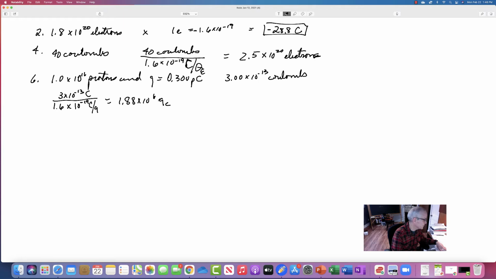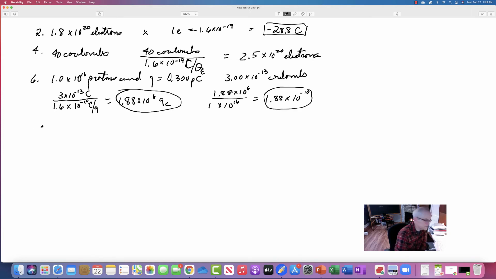Well, it depends on if this charge is positive, so it's protons. Part B asks, if you paired them up, what fraction of protons would have no electron? So you have 1.88 times 10 to the 6th fundamental charge units, and the total number of protons is 1 times 10 to the 16. So the fraction that is unpaired is 1.88 times 10 to the minus 10.